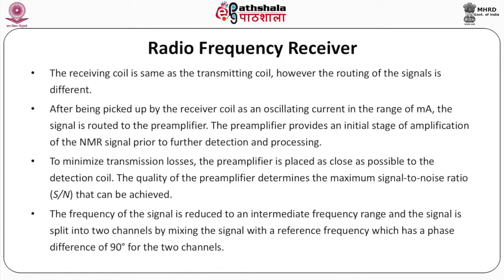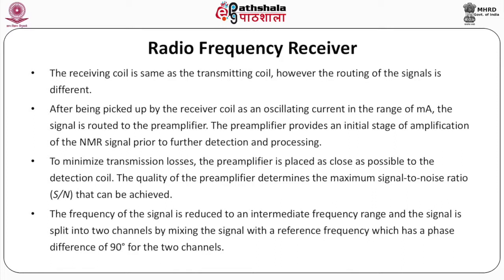Let's start with radio frequency receiver. The receiving coil is same as the transmitting coil. However, the routing of the signal is different. After being picked up by the receiver coil as an oscillating current in the range of milliamps, the signal is routed to the preamplifier.